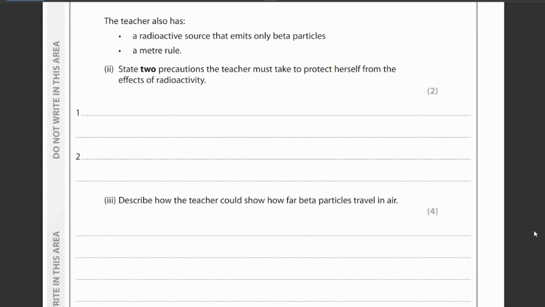Next question. The teacher also has a radioactive source that emits only beta particles, and a meter ruler as well. State 2 precautions the teacher must take to protect herself from the effects of radioactivity. They're only asking for 2 precautions. There are a number of precautions you could take. One of them is to wear gloves or use tongs instead of handling the source yourself.